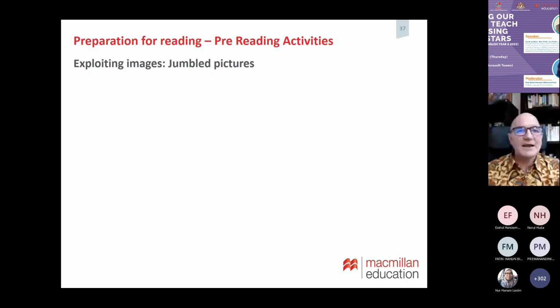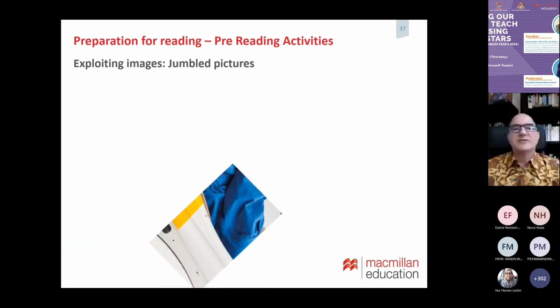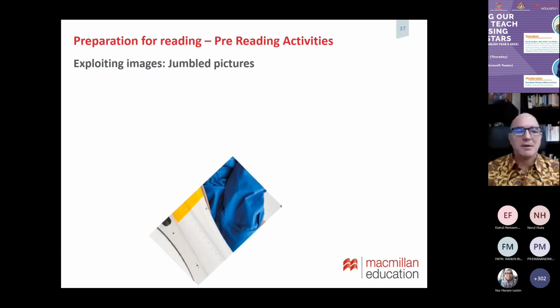Now let's have a look at a little example. So I've got an example here. Here's the first part of my picture. So have a think about that. What can you see in this picture? Well, you can see what might be a shirt, potentially. A blue shirt or a blue jacket. It's got some yellow in it and some white in it.